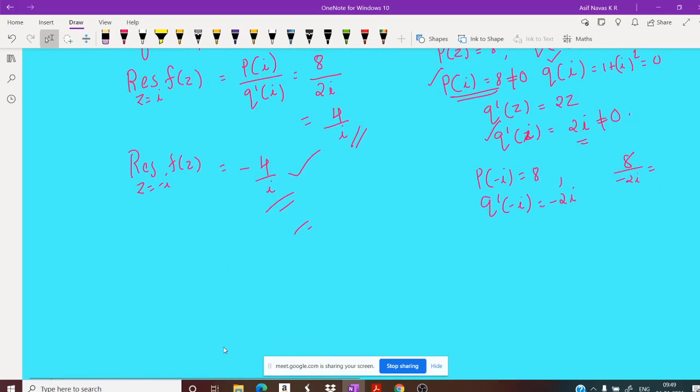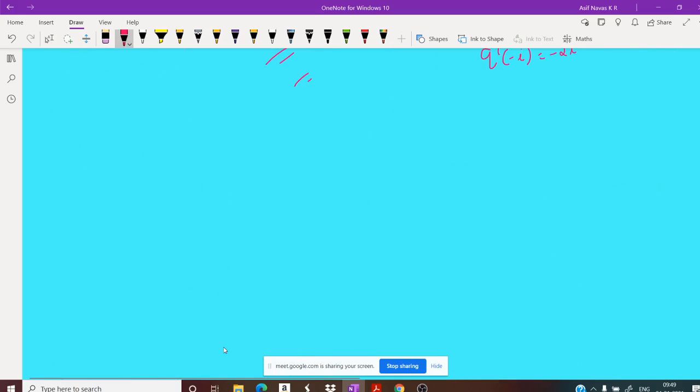e raised to 1 by 1 minus z, right? So how to do this problem? This is not in the form of P of z by Q of z, right? It's not in the form. So what is the singularity here? Tell me, what is the singularity here?